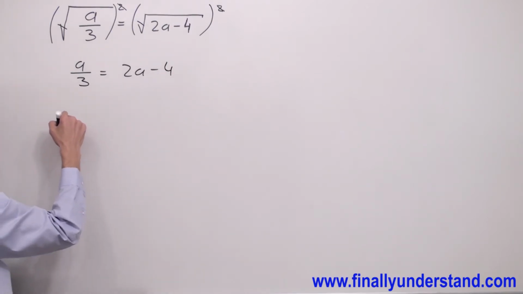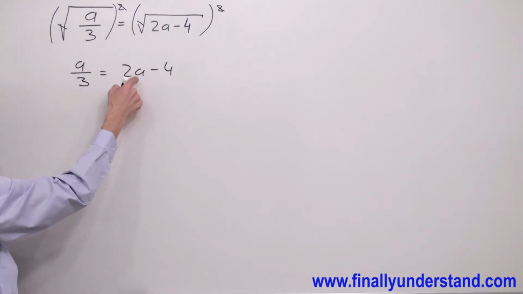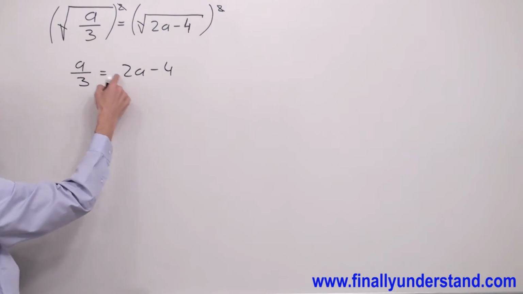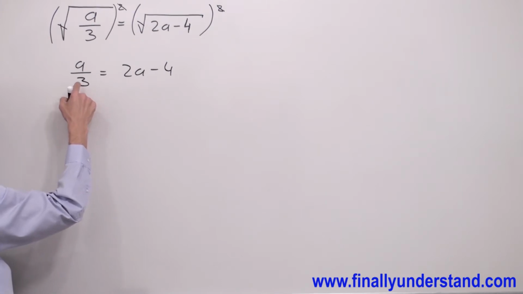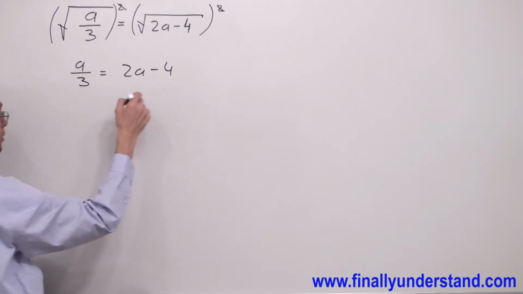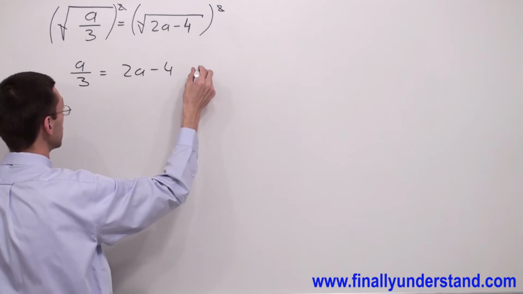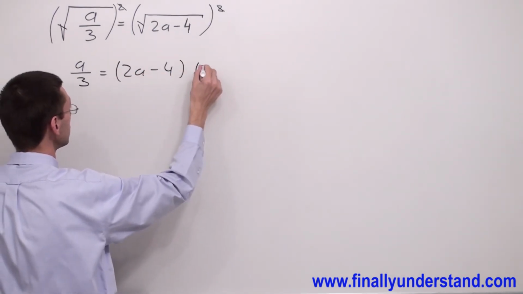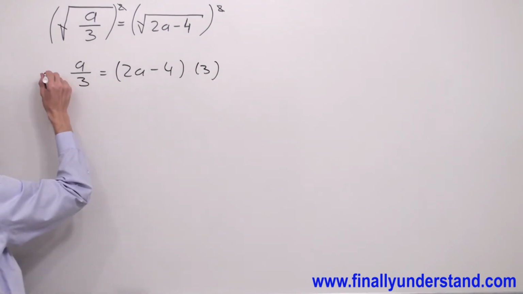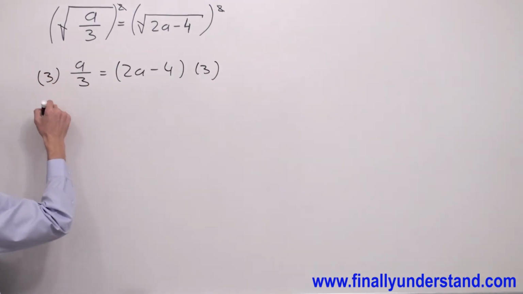I have to find a. I have a on both sides of the equation. One of them is part of the fraction. First, I'm going to eliminate the fraction. How can I eliminate the fraction? Simply by multiplying both sides of the equation by 3. Okay, multiply both sides of the equation by 3.